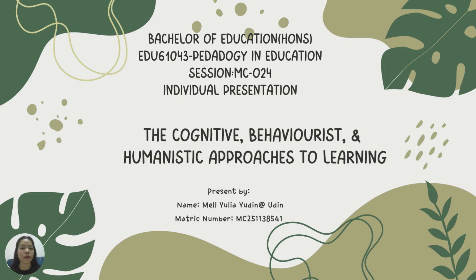As we know, there are three pillars of education. Today we are going to explore the three major pillars of educational psychology that define how we learn: behaviorism, cognitivism, and humanism. Each of these represents a completely different understanding. In this session, we will break down the core theory of each approach.